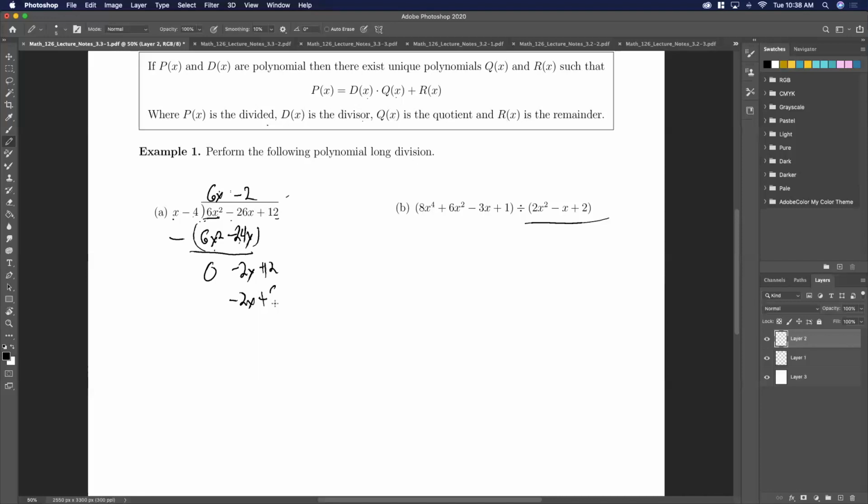So minus minus will give me plus 8. And then I'm going to negate the whole thing across. This gives me 0 by definition. And then 12 minus 8 gives me 4. So I have a remainder of 4. Okay.